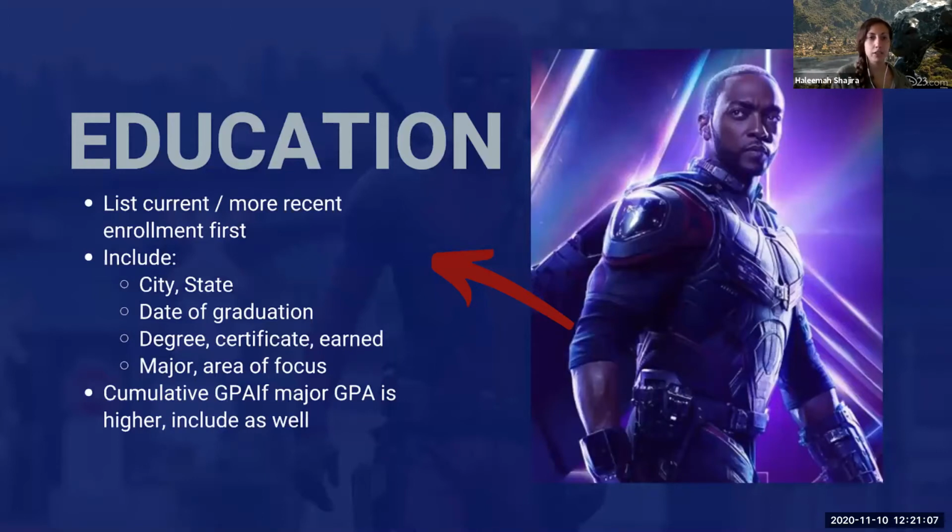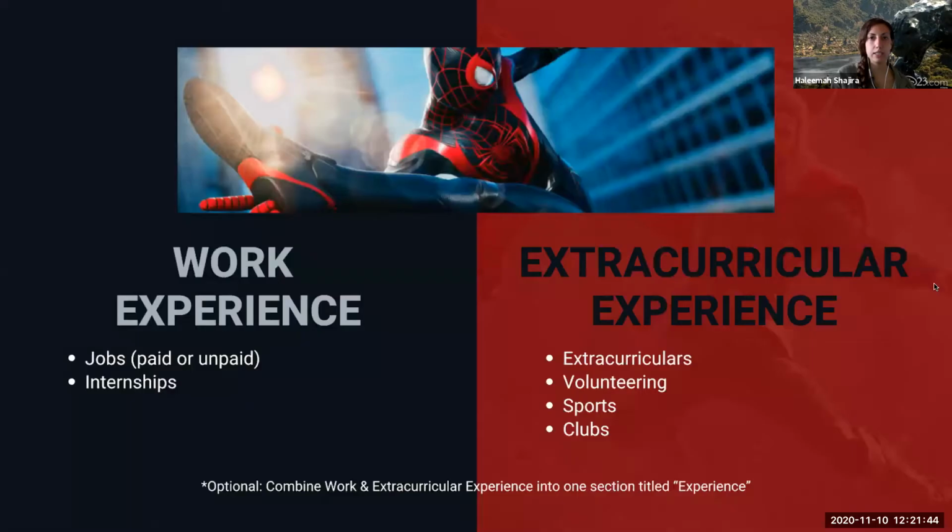You're also going to want to make sure you're including any degrees, certifications, et cetera, that you've earned or are expecting to earn. For college, you're going to want to include your major or majors, minors, and areas of focus. And then you want to have your cumulative GPA included for high school and college. For your college GPA, if your major GPA is higher than your cumulative GPA, you can definitely include both. That can really highlight that you have expertise in your major specifically.